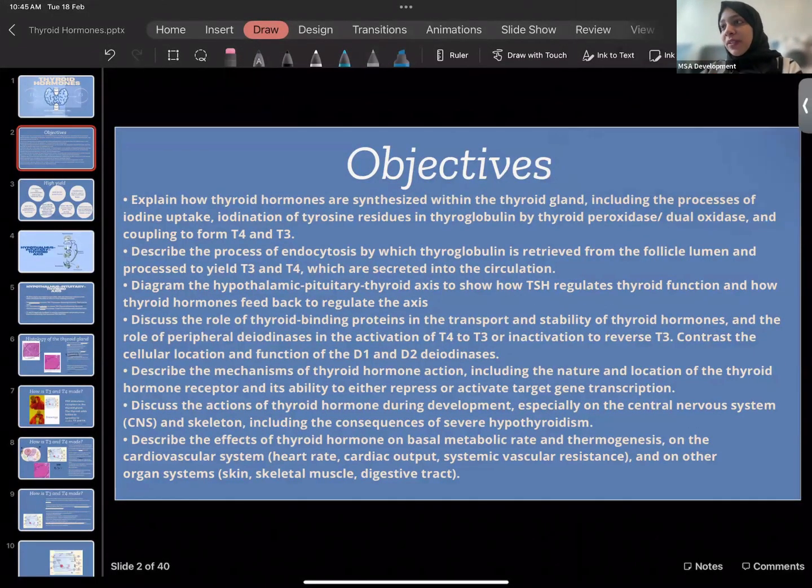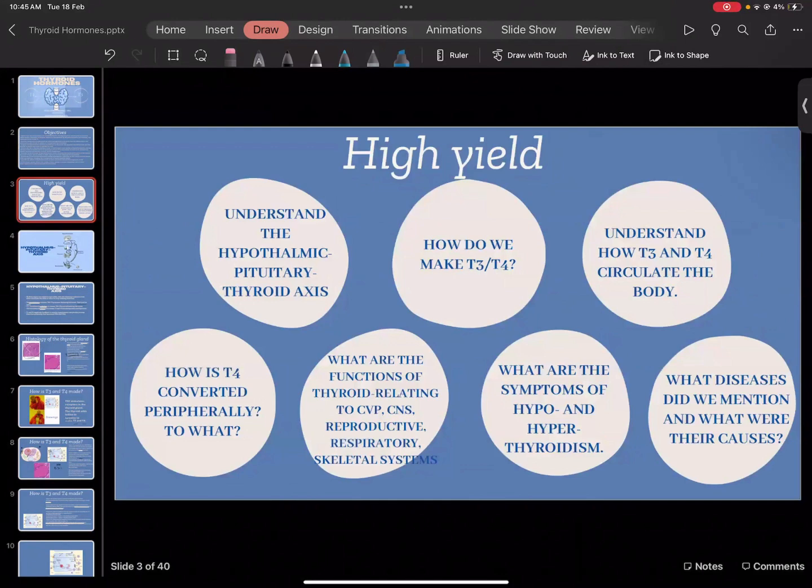Okay, so here are the objectives. And honestly, me personally, I hate reading objectives. So here I put the high yield points that I want you to focus on. I want you to understand the hypothalamic pituitary thyroid axis, understand how we make T3 and T4, understand how T3 and T4 circulate the body, how T4 is converted peripherally, and the functions of thyroid relating to CVS, CNS, reproductive, respiratory, and skeletal systems, what the symptoms of hypo and hyperthyroidism are, and what diseases we mentioned and what their causes are.